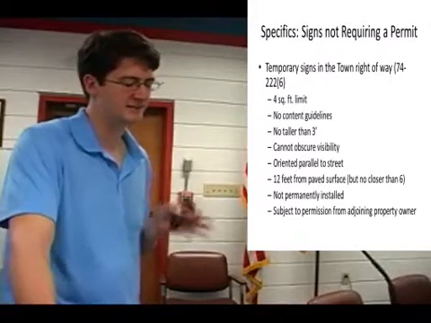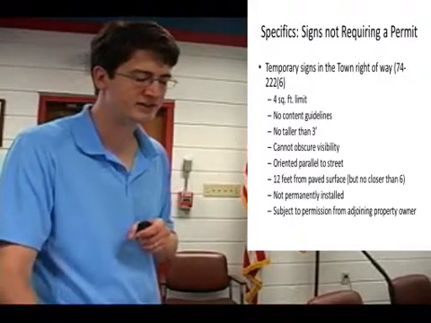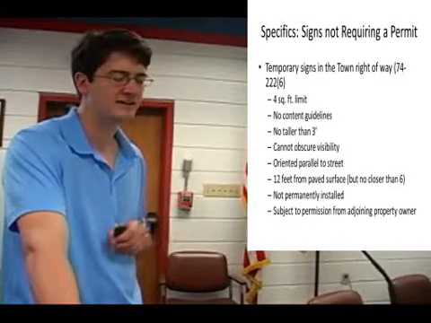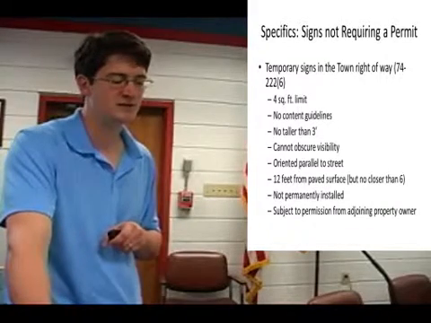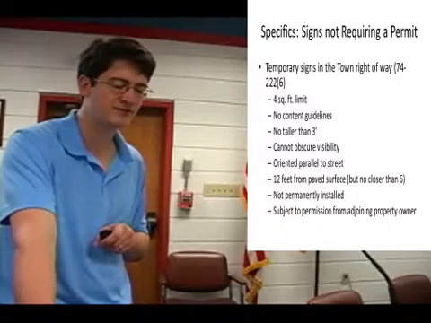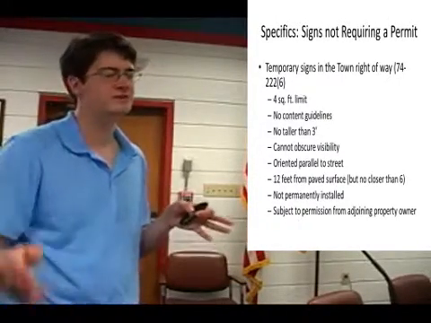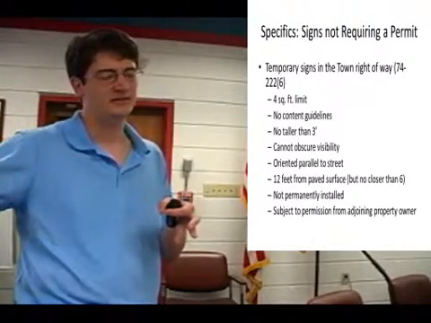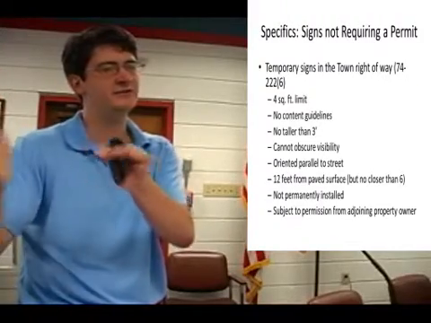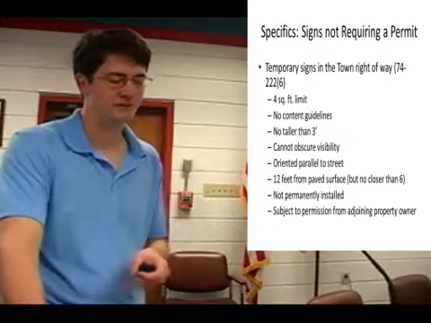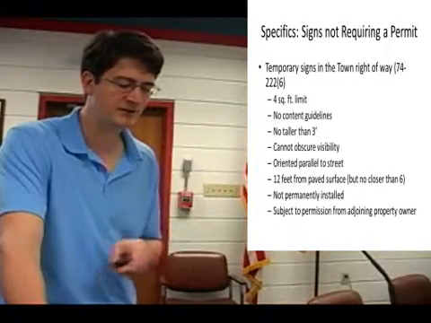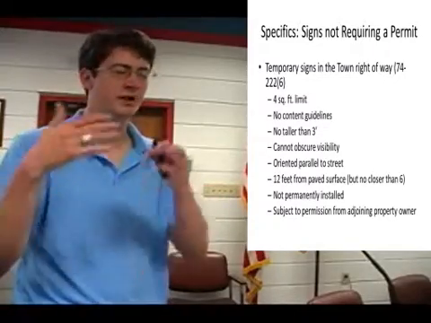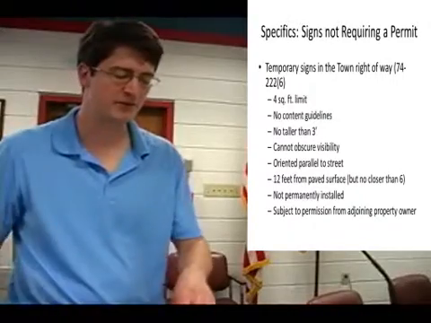Section 74.222, parentheses 6, I'm going to go into a little more detail on this in just a second. This deals with temporary signs in the town right-of-way. We imposed a 4 square foot limit, no content guidelines, no taller than 3 feet, couldn't obscure visibility, needed to be oriented parallel to the street, needs to be set back 12 feet from the paved surface of the road, but no closer than 6. We had some old language that dealt with vegetated areas next to the street that would obscure a sign in that 12-foot range. And so if there was vegetation, you had to be at least 2 feet from the edge of the vegetation, but in no event could you be closer than 6 feet from the edge of the road. These signs can't be permanently installed, and they are subject to permission from the adjoining property owner. So if it's in the town right-of-way, you'd be looking at the property that's adjacent to that portion of the town right-of-way, or adjoining that portion of the town right-of-way.